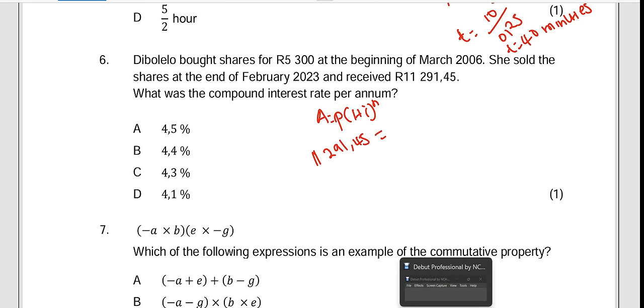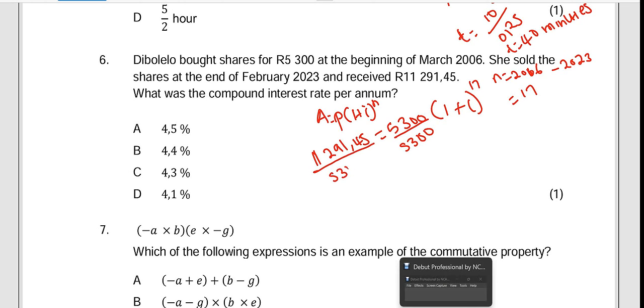11,291.45 equals my P, which is 5,300, times 1 plus I, which is what we're looking for. And how many years? From 2006 to 2023, my N is 2023 minus 2006, and the answer is 17. Then, we're looking for I. I will divide by 5,300 both sides.